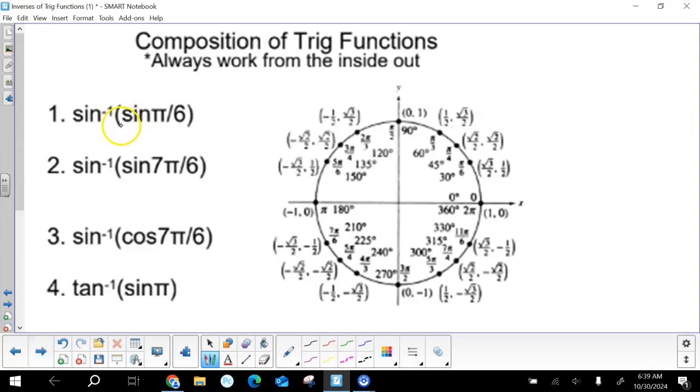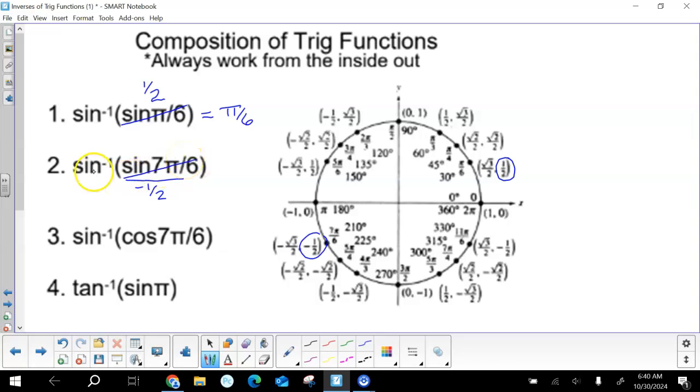So first thing I'm going to do is look at sine of pi-6. So what is the value of sine of pi-6? Well, right here, sine of pi-6 is 1/2. Now I want to know at what angle is inverse sine 1/2? Well, that's just pi-6. Now, here, this is not inverse. I want to find sine of 7 pi-6. Well, 7 pi-6 is right here, and sine would be -1/2.